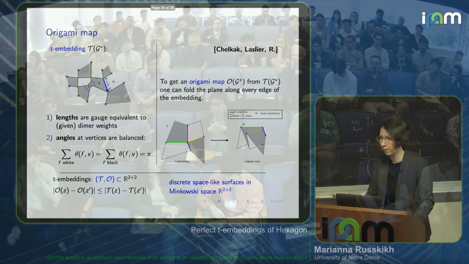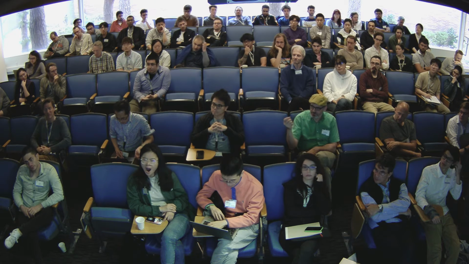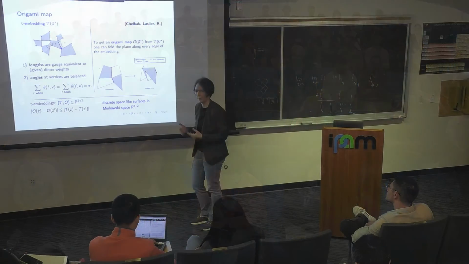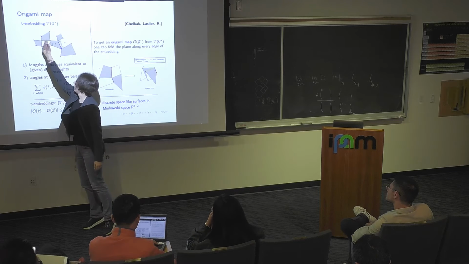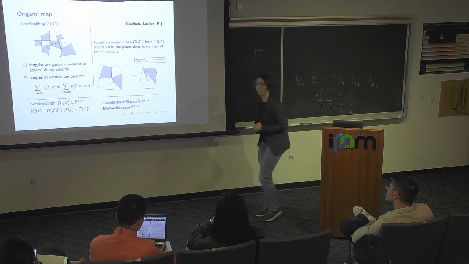Origami map is uniquely defined. It's uniquely defined by the fact that you fold it everywhere. Yes. The point is that the order of folding doesn't matter because of the angle condition. You can think about it as a folding along some path, and it doesn't matter which path you choose. So yes, it is unique.